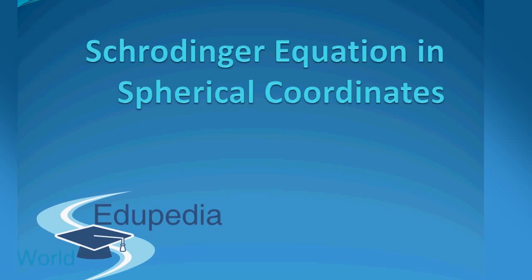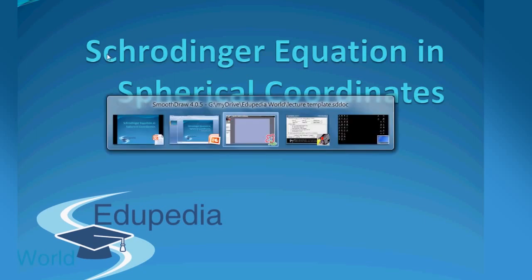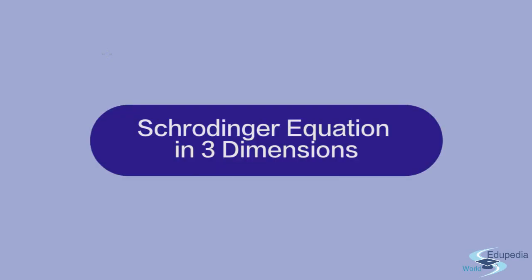We've seen many problems and their solutions to the Schrodinger equation in one dimension, such as the harmonic oscillator, the infinite square well, and even the finite square well, but now we are going to move on to a more realistic case, the Schrodinger equation in 3 dimensions.